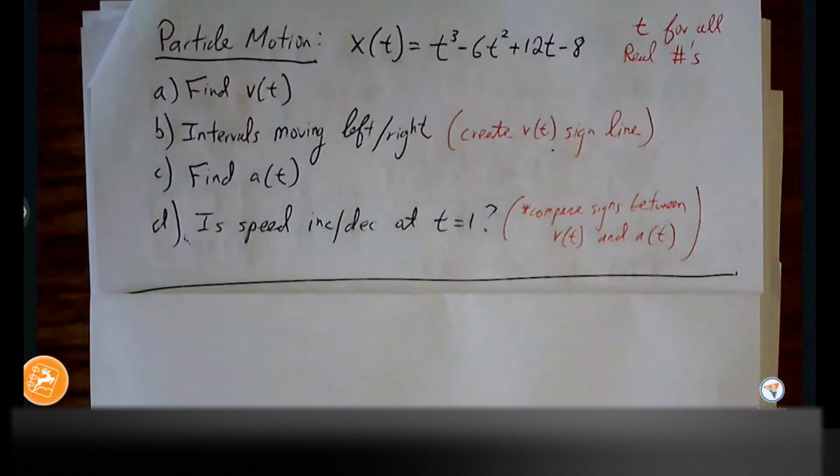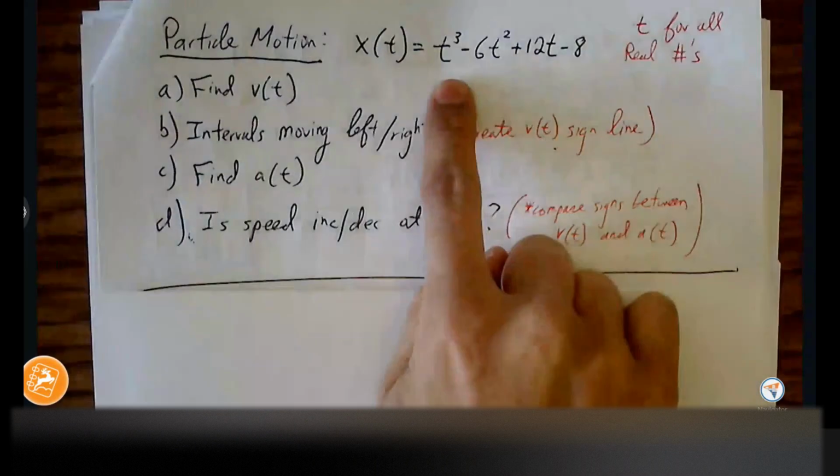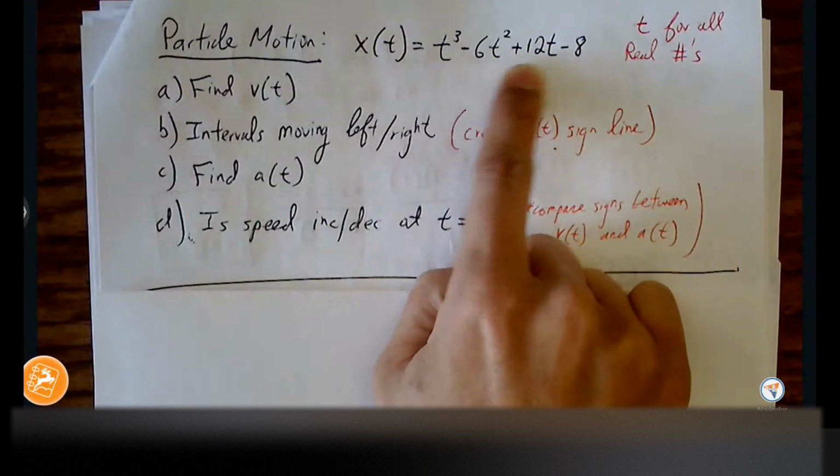Okay, so let's go through each of these parts. First up, find velocity. Velocity is just the derivative, so just go through power rule. The velocity function is just 3t squared minus 12t plus 12.